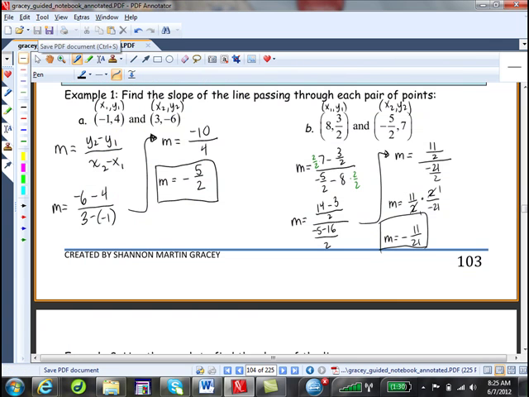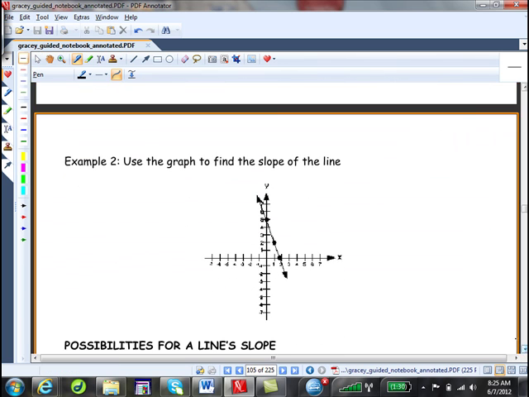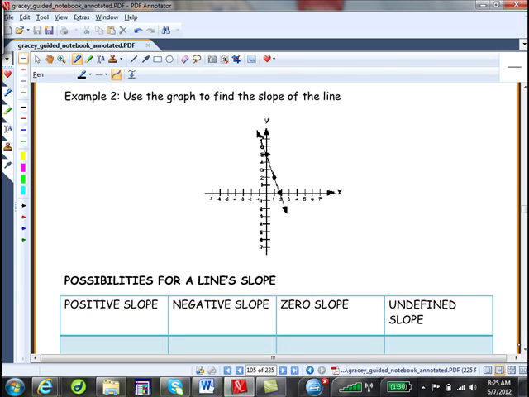So example 2, what we're doing is we're going to use this graph to see if we can figure out what the slope is. Now the best way is to use 2 points that end up exactly on a corner. So for example, we wouldn't want to use this point over here because remember it's like roughly 1.8. But these look good, right? Because they corner on integers. So let's check it out.